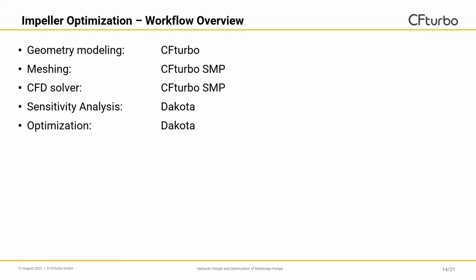So after successfully optimizing our bowl diffuser design, we wanted to further improve our impeller design, especially when it comes to the required NPSH. So for the geometry modeling, again, we have used our conceptual turbomachinery design software CFturbo. For the meshing and CFD solver, we have used CFturbo SMP, which makes use of the Simerix MP solver. And for the sensitivity analysis and optimization, we have used the open source optimization framework Dakota.